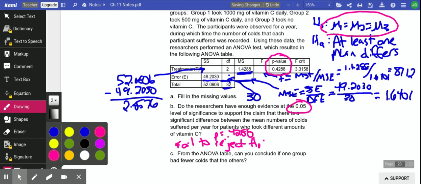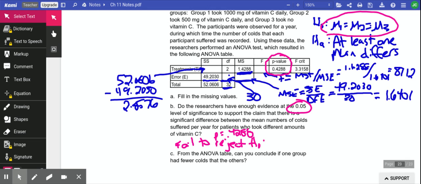So we would say there's not sufficient evidence to support the claim. And can we conclude if one group has fewer colds than the other? No, we can't. There's not sufficient data to say that the mean number of colds differ from these groups. So that's what an ANOVA table looks like. Generally, you're going to have that all spit out for you, but that's how you fill it in if you don't.